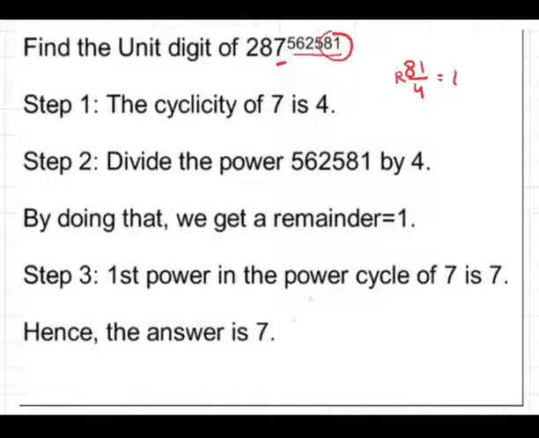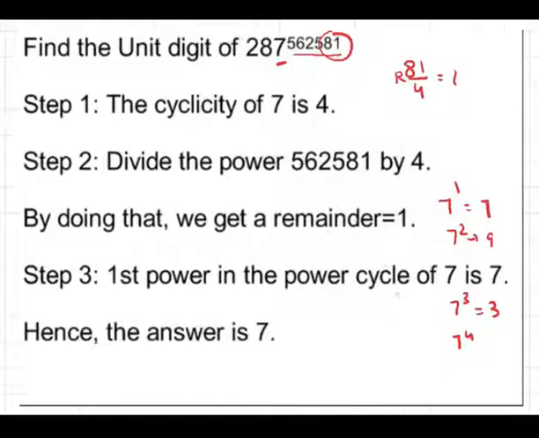And then the first power in the power cycle of 7 is 7. So whenever you get the remainder as 1, that is equal to 7 power 1. The answer is 7. If you get the remainder as 2, then it's going to be similar to 7 power 2. Answer is going to be 9. If you get remainder as 3, then you are going to get 9 into 7 is 63. Therefore, answer is 3. But you will not get remainder as 4, because whenever you're dividing a number by 4, the maximum remainder you get is only 3. So you will get 4 remainders, that is 0, 1, 2, 3.